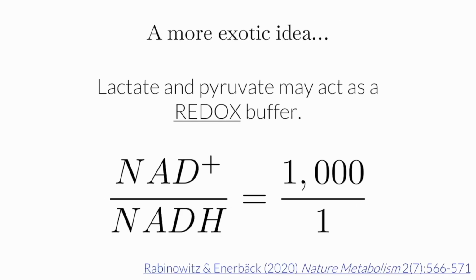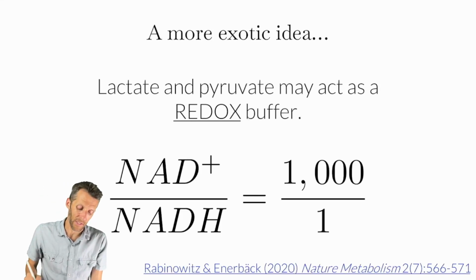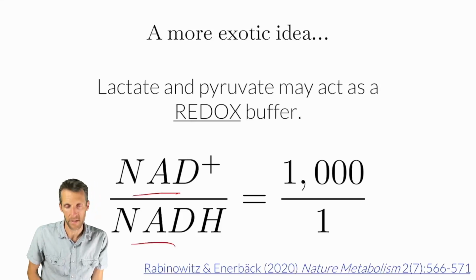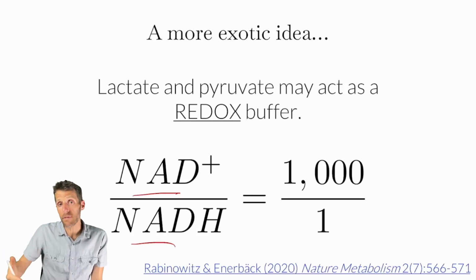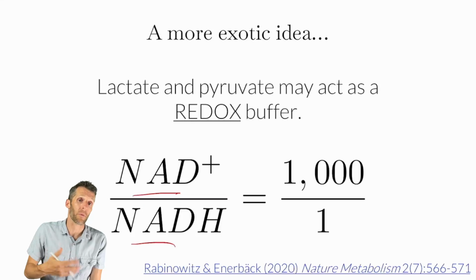The last thing, and this is a pretty exotic idea, but I love it so much I just have to talk about it, is that maybe lactate and pyruvate actually act as a redox buffer. It's a little bit of a complicated argument, but I'll walk through it because it's pretty nifty. The idea here is inside of our cells, we like to maintain an excess of NAD+ to NADH, right? The excess NAD+ gives us oxidizing power. So we can do things like glycolysis where we need to do an oxidation reaction.